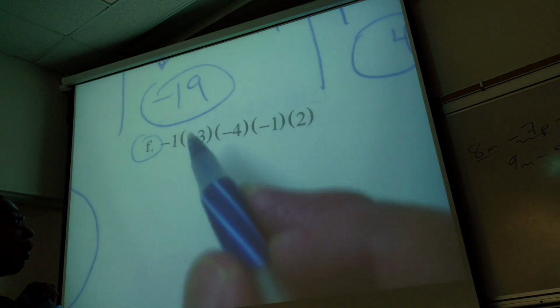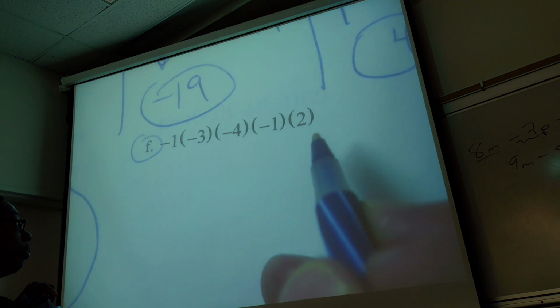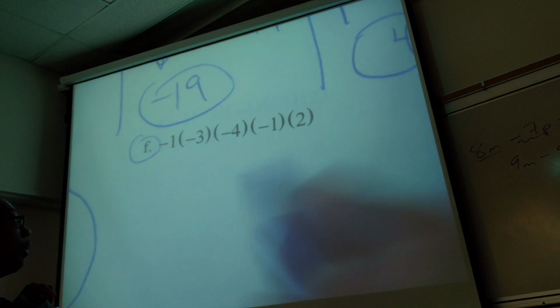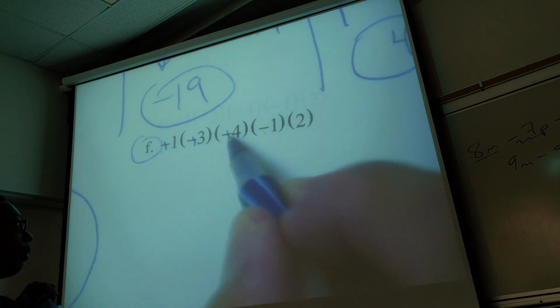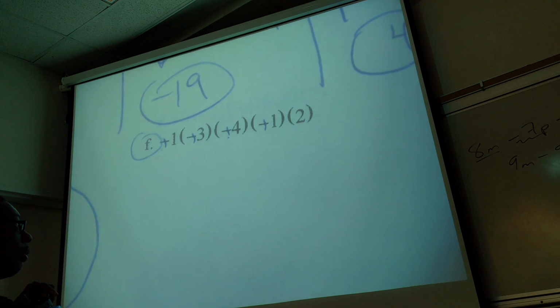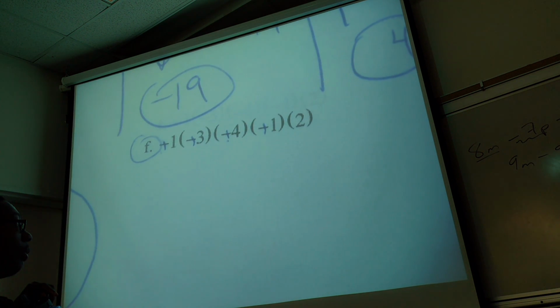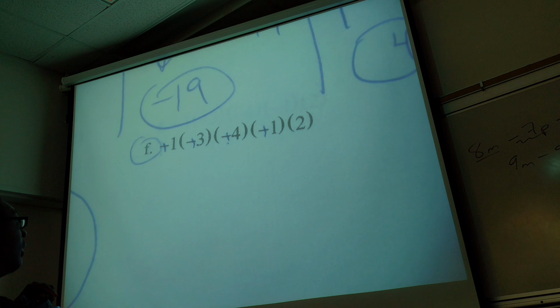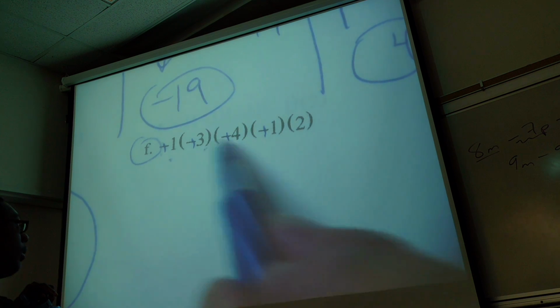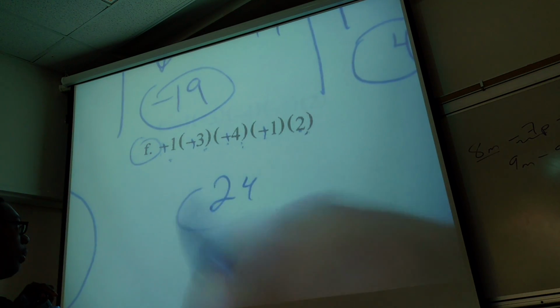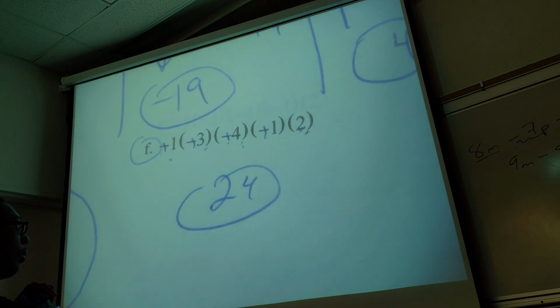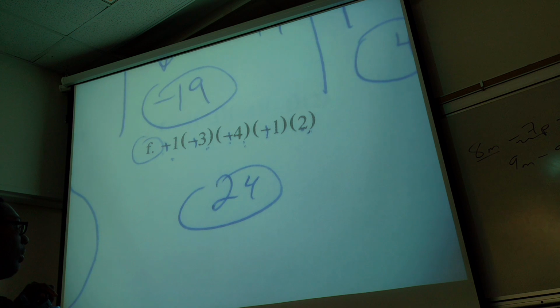So this one, will there be a negative left alive? No. Those 2 negatives cancel. Now I can just focus on the numbers, right? So what's 1 times 3 and 4 times 1 times 2? 24. Yeah, 3 times 4 is 12 times 2, 24. This is all multiplication, right? So the ones don't really do anything.